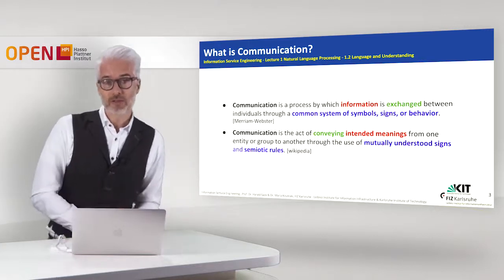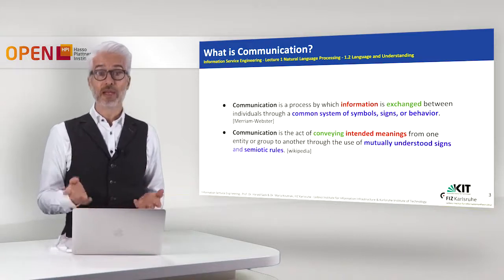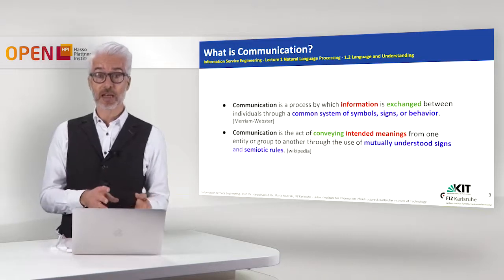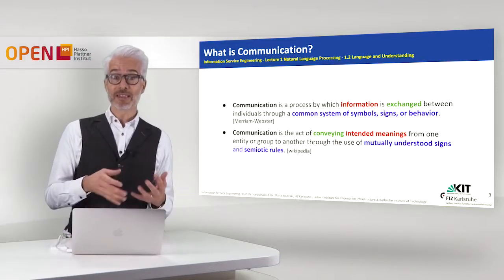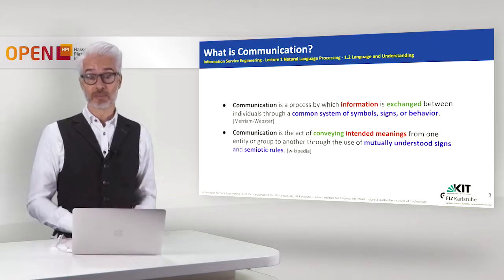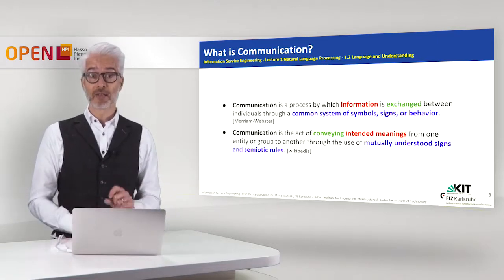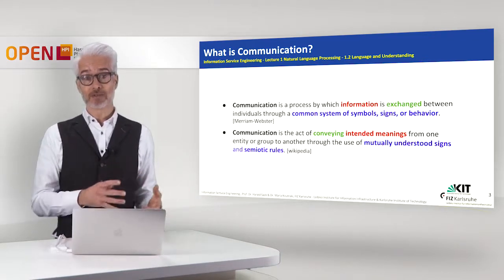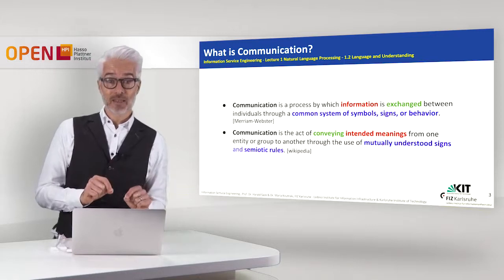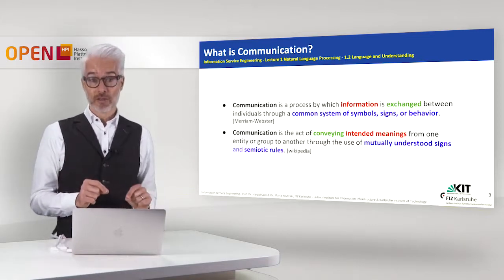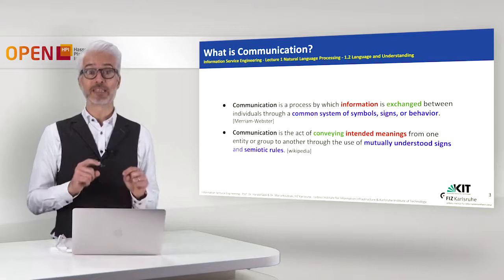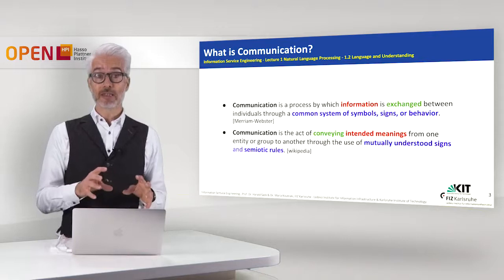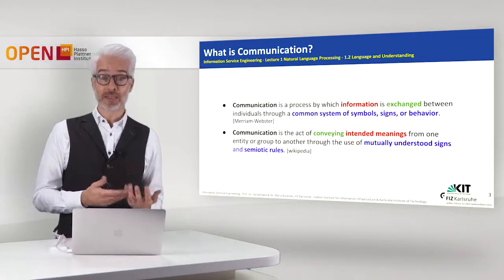According to Merriam-Webster's, communication is a process by which information is exchanged between individuals through common systems of symbols, signs, or behavior. So these kind of common systems of symbols, signs, and behavior, of course, characterize what is language. Also, if you look at the Wikipedia definition, you see communication is the act of conveying intended meaning from one entity or group to another through the use of mutually understood signs and semiotic rules. Don't worry about semiotic rules. These are rules that tell you how to interpret these signs.